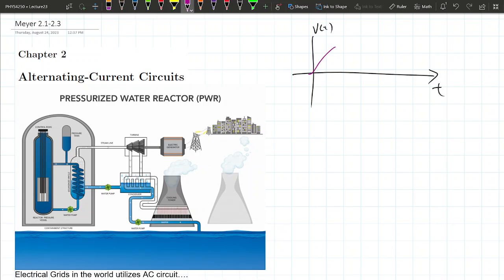And then alternating current is up and down, up and down, up and down. It's alternating up and down, right? Usually it's a little bit more complicated than that, but we're going to start off with a very simple case.